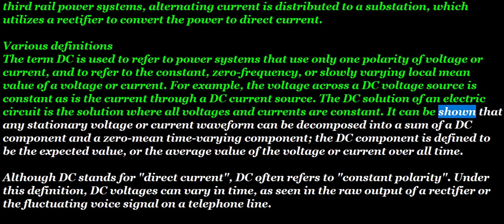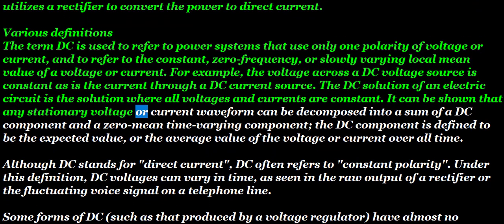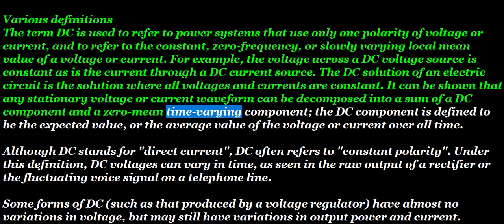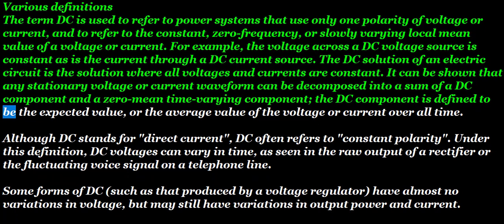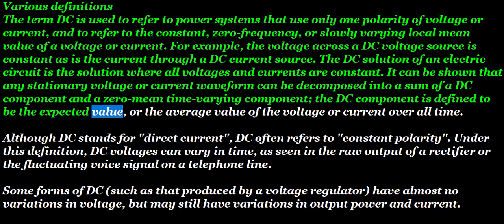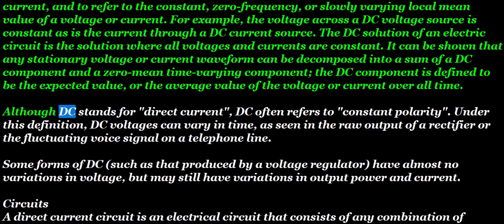It can be shown that any stationary voltage or current waveform can be decomposed into a sum of a DC component and a zero mean time varying component. The DC component is defined to be the expected value, or the average value of the voltage or current over all time. Although DC stands for direct current, DC often refers to constant polarity.